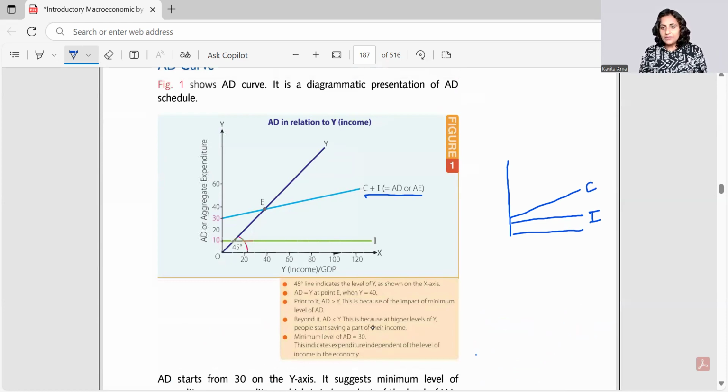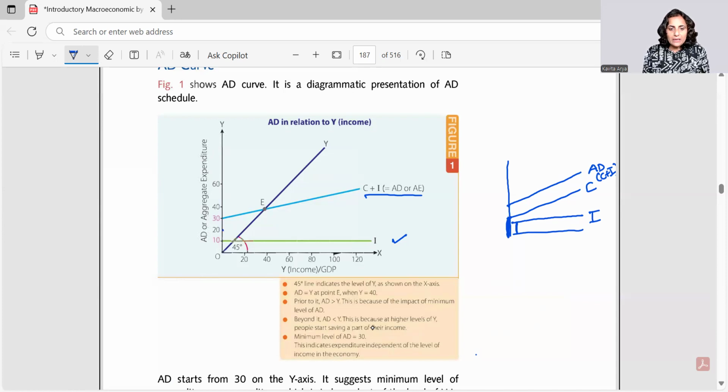And when we club these two, this constant value of I is added over and above C. So this is C, and if we add this much of I above it, and it's a constant value, this becomes AD, and we write it as C plus I. I hope now you would be able to understand these two diagrams. I is the line parallel to the x-axis.